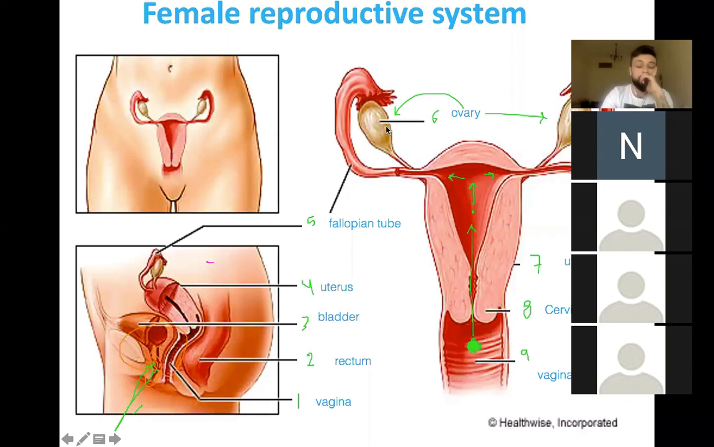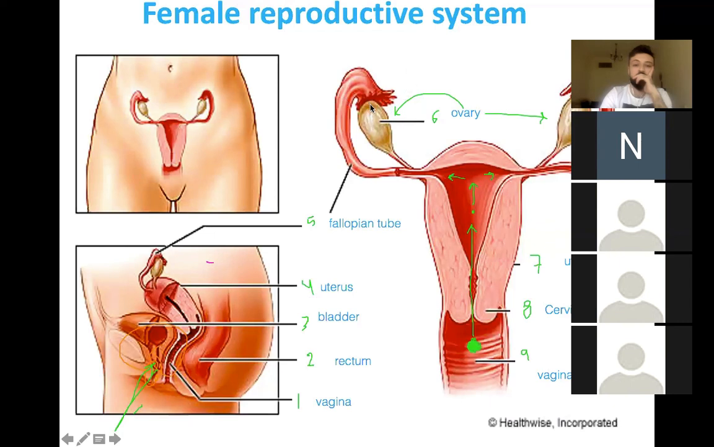Both of the ovaries produce eggs, but alternatively. Every period they produce one egg alternatively: one ovary produces the egg this period, and the other ovary produces the egg in the next period. So one month this ovary, the next month the other ovary. Let's say this ovary releases the egg. I'm going to color the egg in pink.